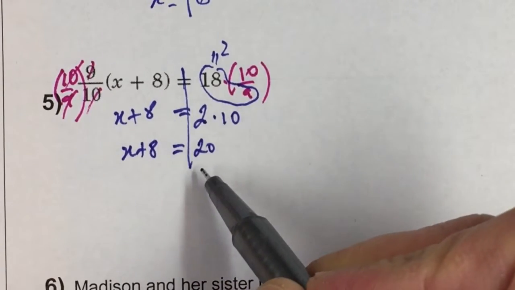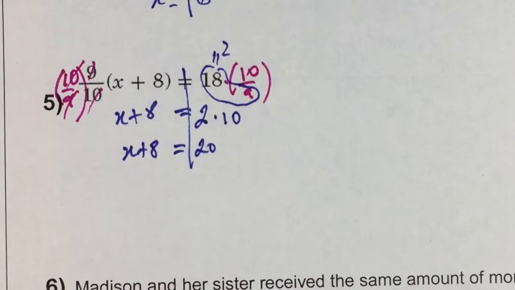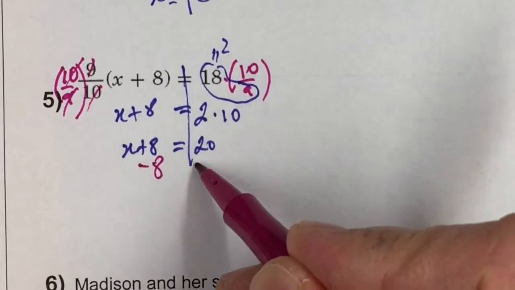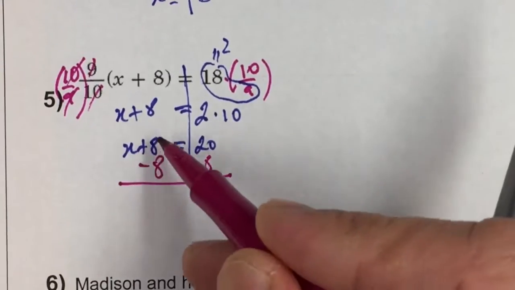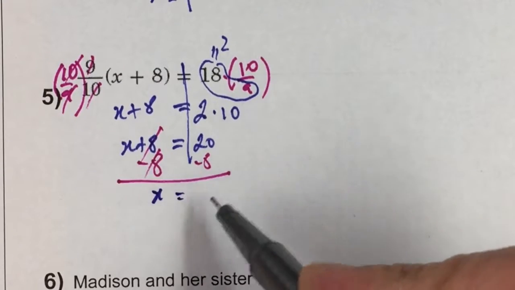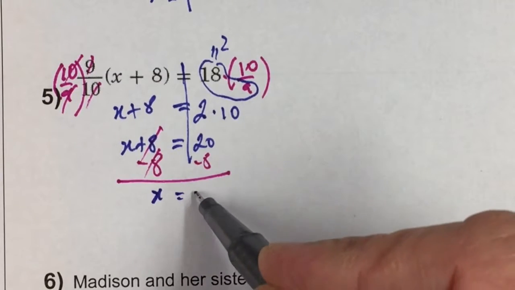And I have a new equation I have to solve for x. Let's get rid of the 8. Since the 8 is adding, I'm going to subtract 8 on both sides. And this goes away, and I have leftover x equals 20 minus 8, which is going to be 12.